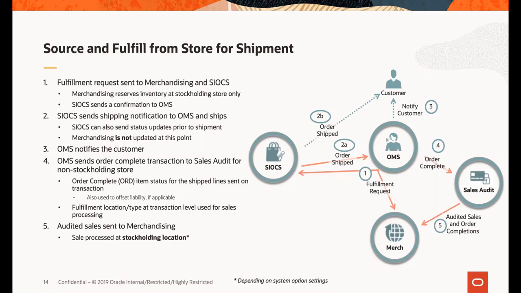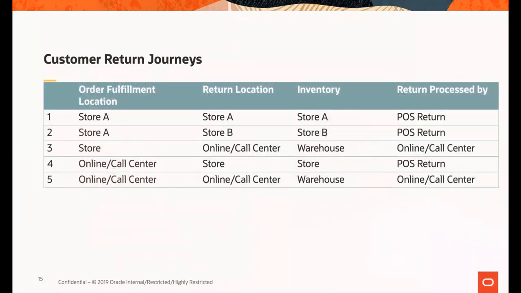And again, that system option about who gets credit for the sale would come into play in this transaction. On the return side, this is a list of the journeys that are supported. Some of these are just your standard in-store return process, but I wanted to call out a couple of them that are related to the warehouse, or related to what's not listed here, which is a customer refund or a return that doesn't have any inventory associated to it.